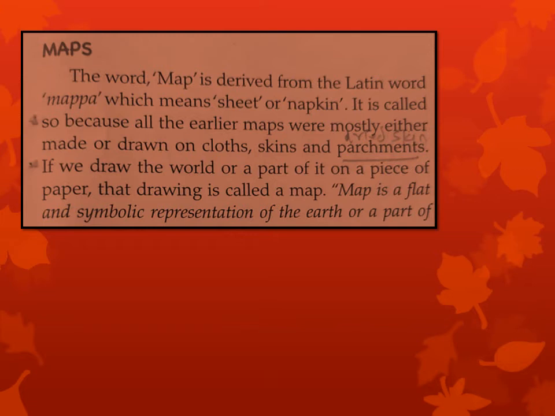The word map is derived from a Latin word mappa, which means sheet or napkin. It is called this because all the earlier maps were mostly either made or drawn on clothes, skins and parchments. Parchment means dried skin.